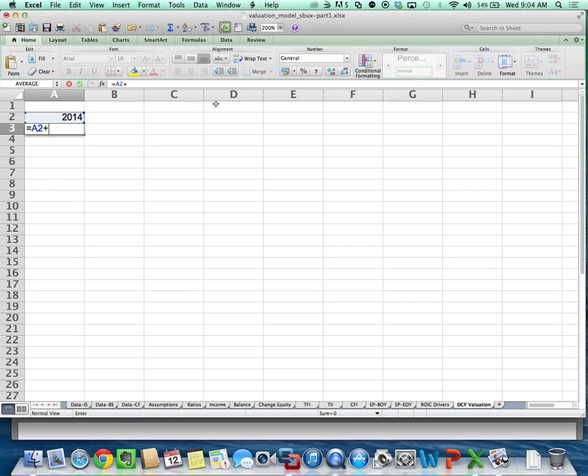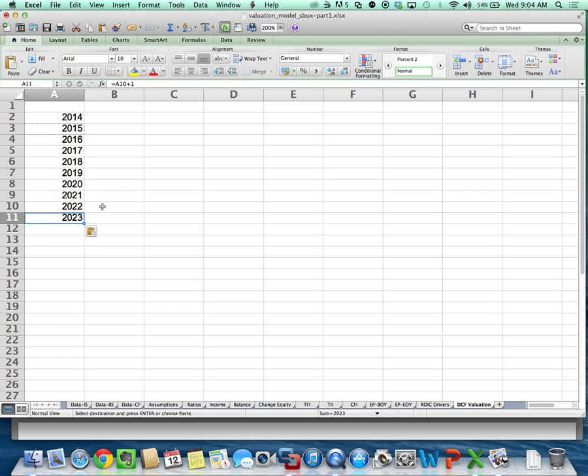Equals that plus 1, all the way down to 2023. Okay, and again, I'm using relative references for the year, so if I ever adjust my model, I can always change that reference. Right? And I just happen to reference it there.